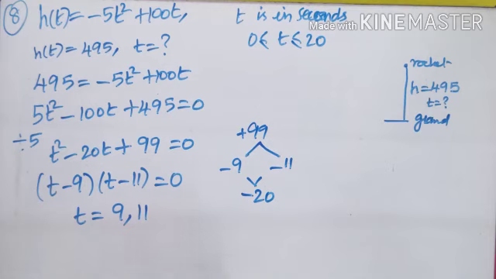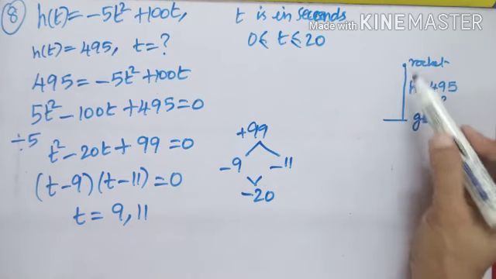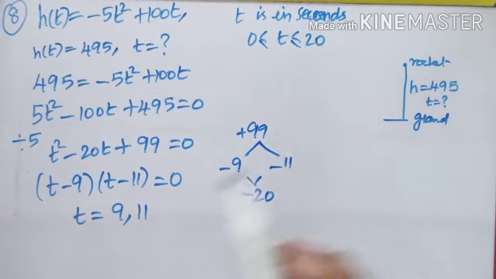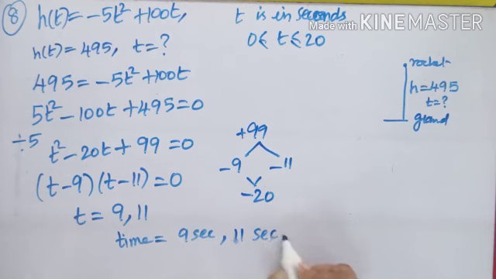So this question is not an inequality. They have given when the rocket is 495 above the ground, what is the time? And time is in seconds. So we shall write time equal to 9 seconds, comma, the other answer is 11 seconds.